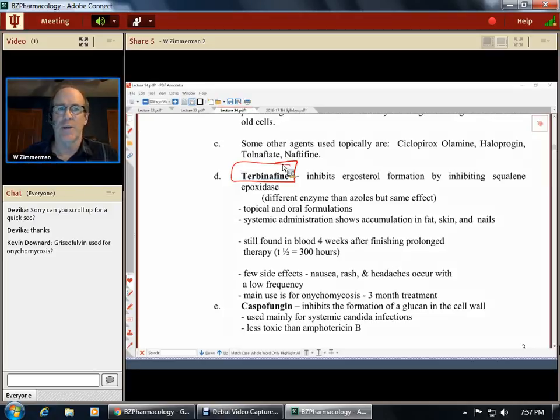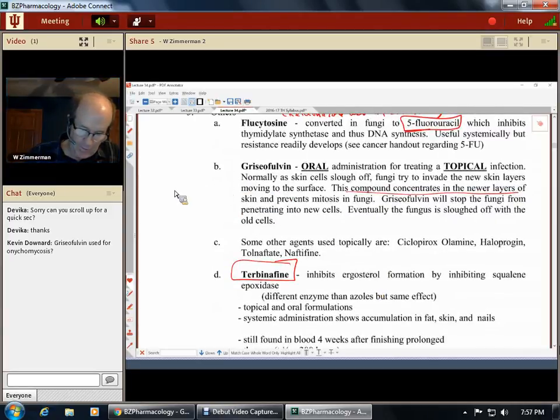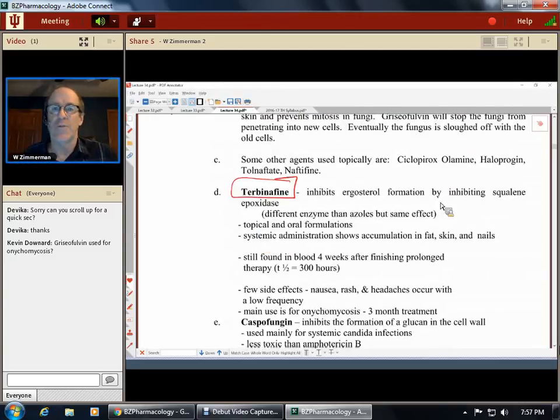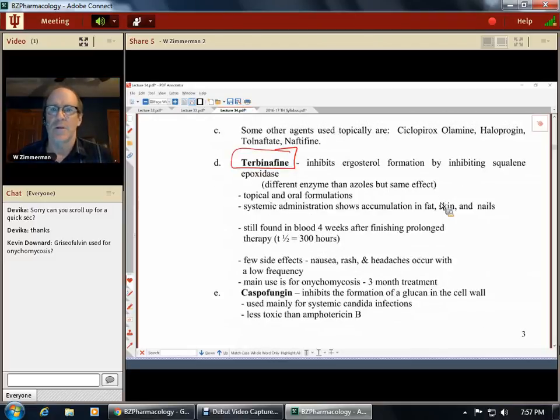But as I said on the previous page, it inhibits the... griseofulvin would be for tinea infections. Tinea capitis quite often is what it could be used for. But the terbinafine, it's in a class by itself for treating nail infections. It can be topical, but the great thing is systemic absorption shows accumulation in fat, skin, and nails in the nail bed.